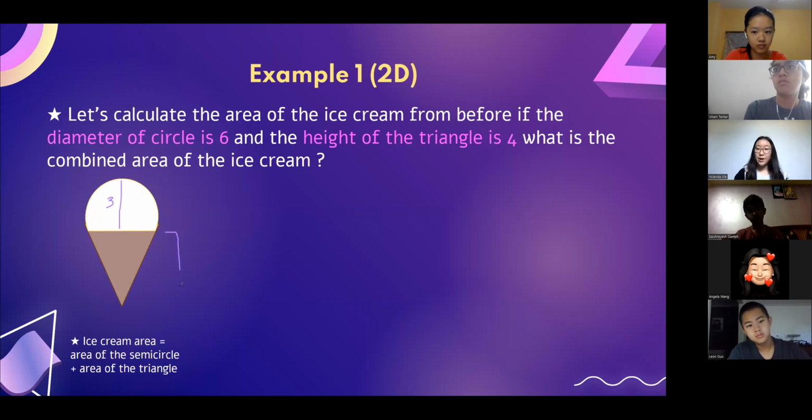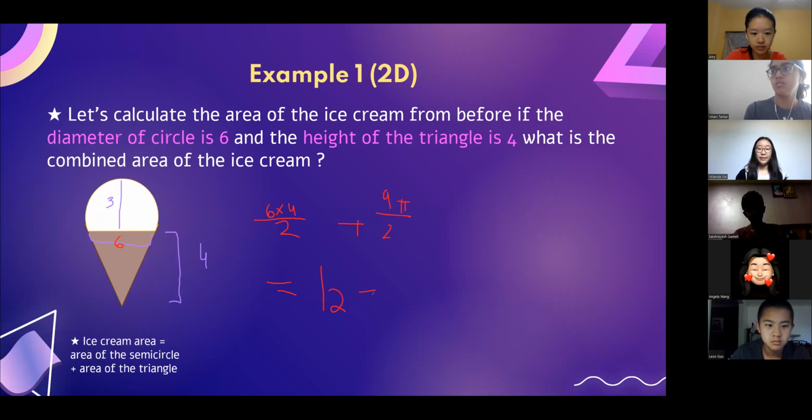Okay, and then for the triangle, that would be 1/2 base times height. Some of you might be wondering where the base comes from. That would just be the diameter of the circle. So 1/2 times 6 times 4. And like you guys are saying, it would be 9/2 pi plus 12.